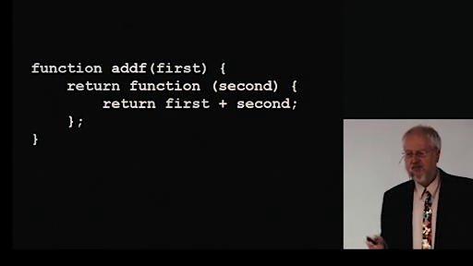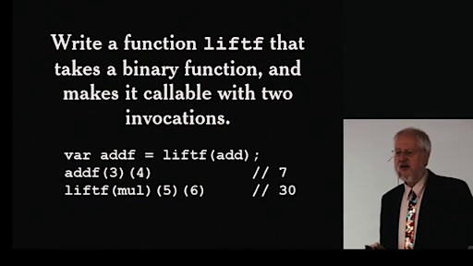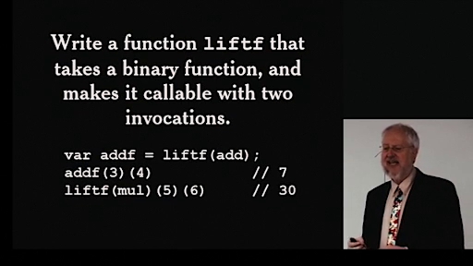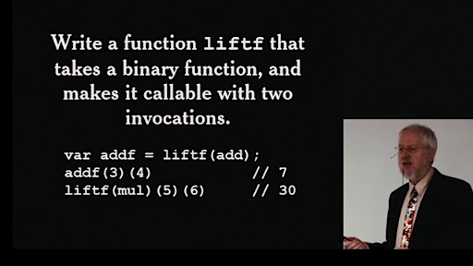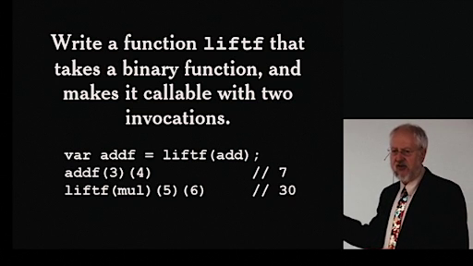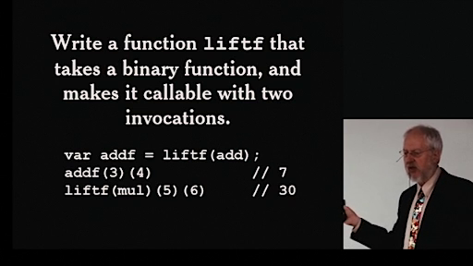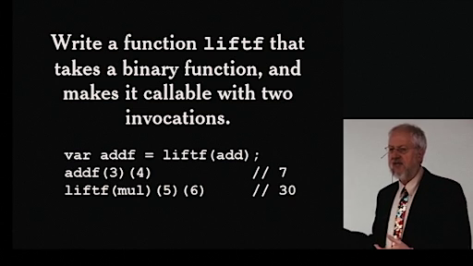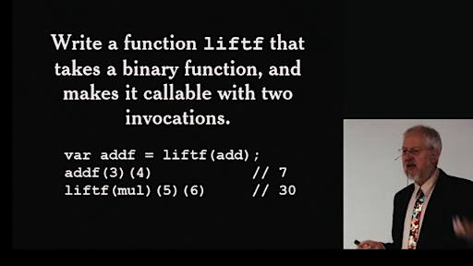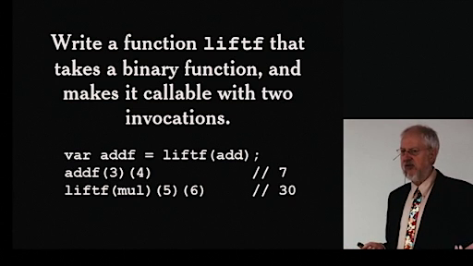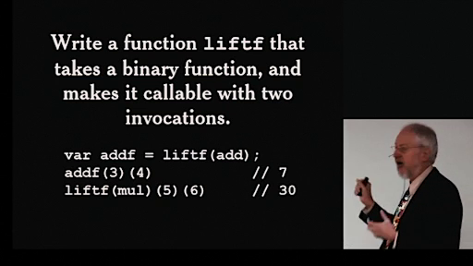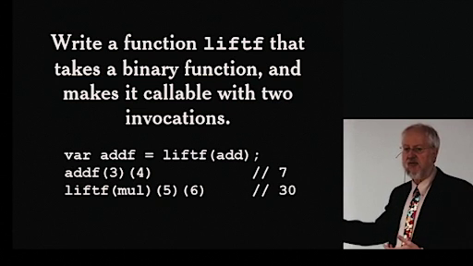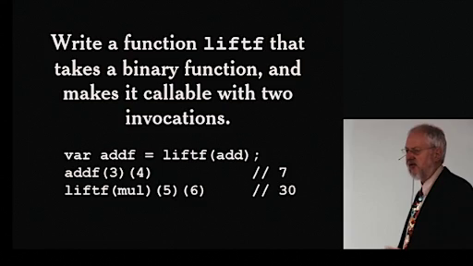Okay, here we go. Write a function liftf that takes a binary function and makes it callable with 2 invocations. So if we pass the add function that we wrote first thing this morning to liftf, it returns a function that works exactly like the add f function that we just wrote. And to make it even more interesting, we can pass other binary functions like the multiply function and get a similar kind of capability.